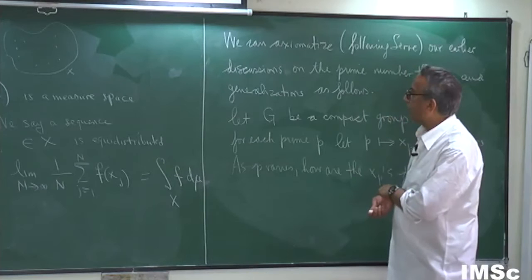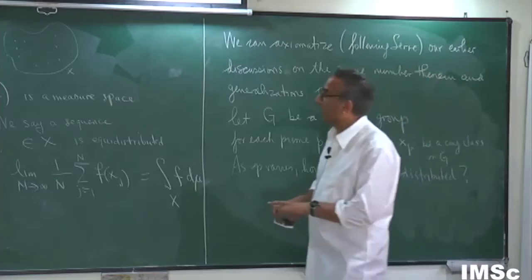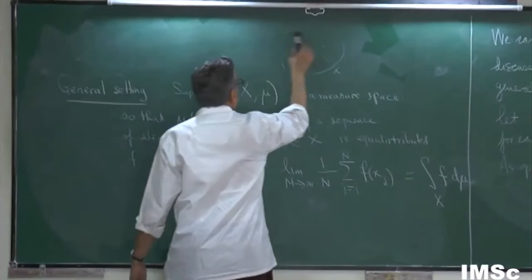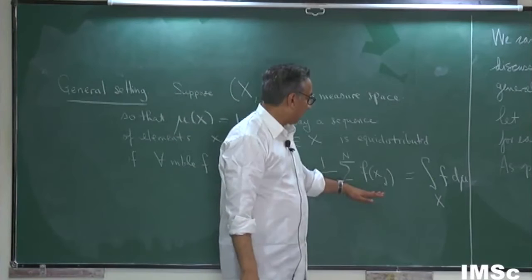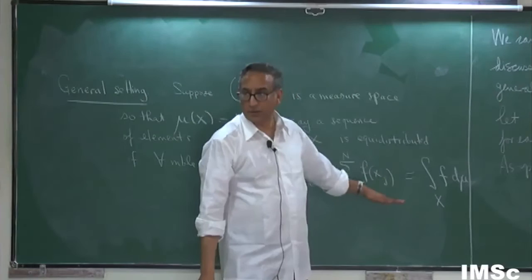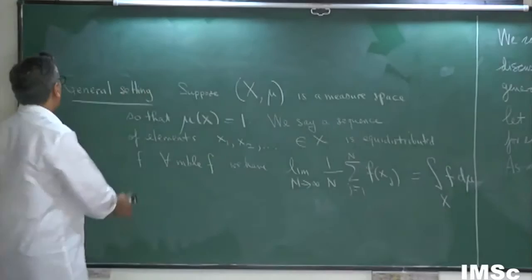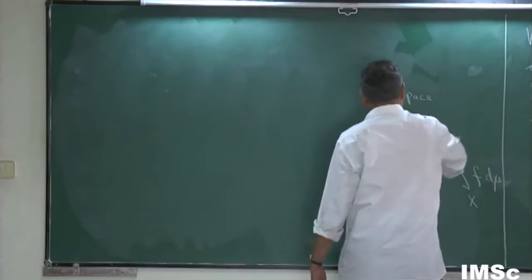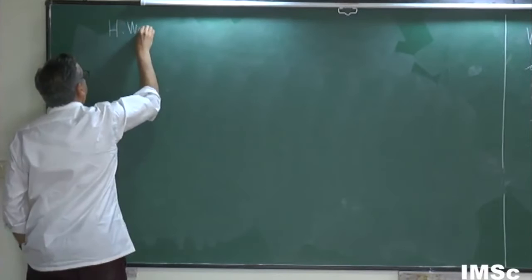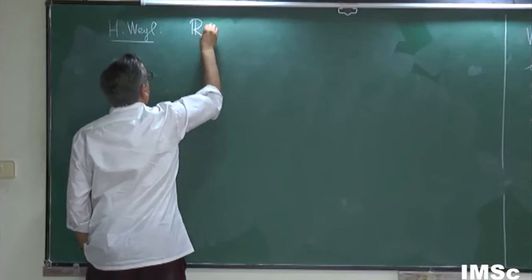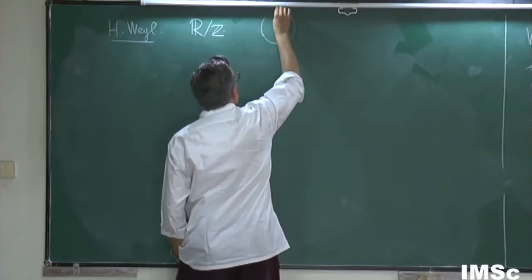And maybe I should say a few words first on how this whole discussion of equidistribution arose. Clearly, if you have this satisfied for a dense family of functions in your space, that suffices. It suffices to check this condition for a dense family of functions. So the classical setting goes back to Hermann Weyl, who studied basically the real line modulo integers. So that's essentially the circle, S1.